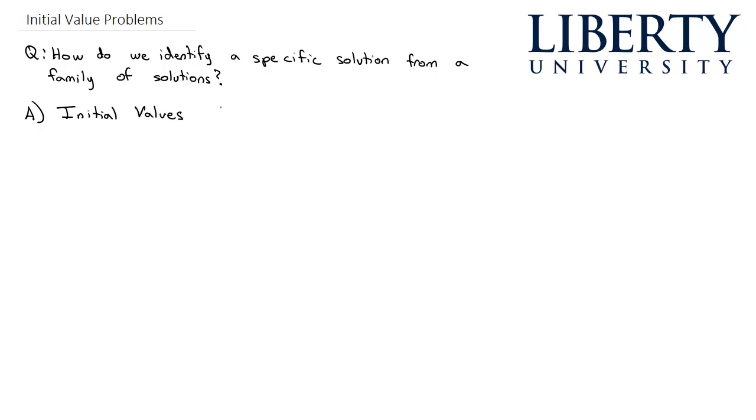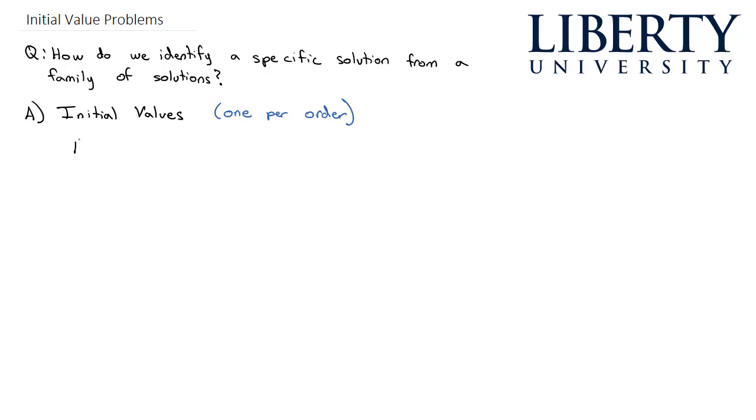And it turns out we are going to need one initial value per order. So if it's a first-order differential equation, we only need one initial value to identify a specific solution. But if it's a second-order, we need two initial values. And those two are going to be usually an initial value at y and an initial value for y prime. And then if there's a third-order differential equation, we need three. So you'll see a y prime prime initial value, and so on.